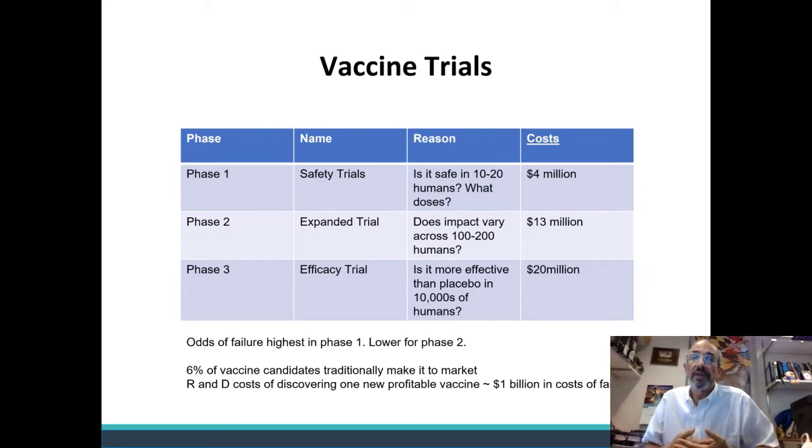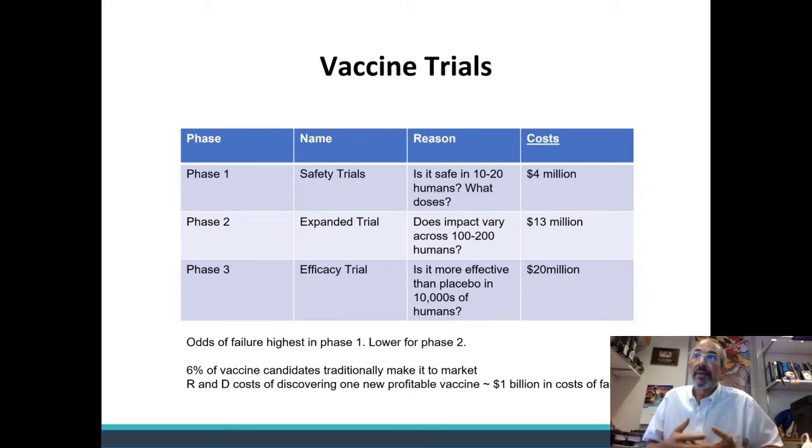Because of all of these failures, the R&D cost of discovering one new profitable vaccine is up around $1 billion. It can be lower if we have a knockoff vaccine where we kind of know that the antigen is out there, we know how to make it, and we're simply applying a new technology. It's going to be less than $1 billion. But for COVID-19, brand new antigen, brand new technologies, the odds are that it's going to cost a lot more to simply come out of the trials with a successful vaccine.